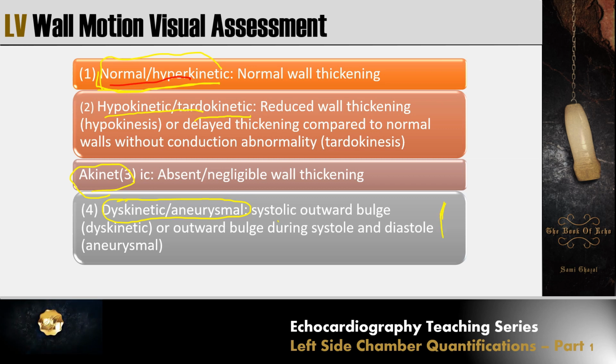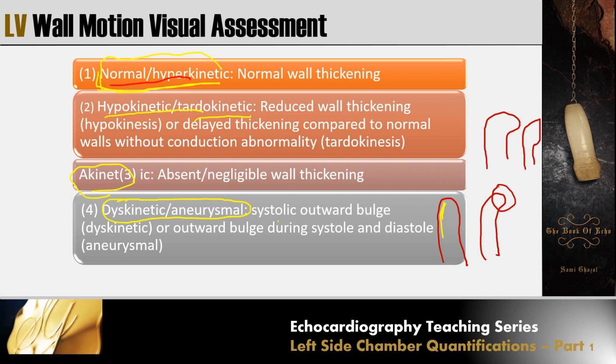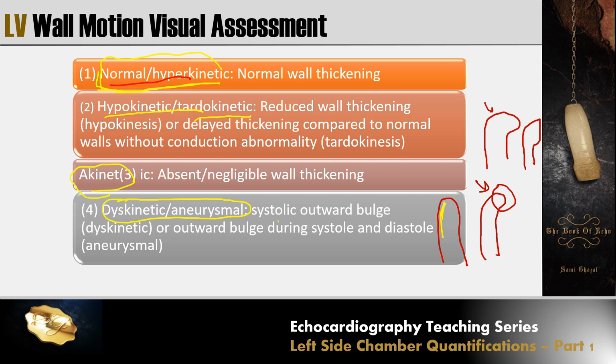Aneurysm, let's say this is the LV. During systole, if you have a bulge outward like this, we call it a dyskinetic segment. However, if you have a bulge like this during diastole, which also persists during systole, we call it an aneurysm. So this is the difference between aneurysm and dyskinetic. Dyskinetic happens only during systole. Aneurysm is an outward bulge in systole and in diastole.